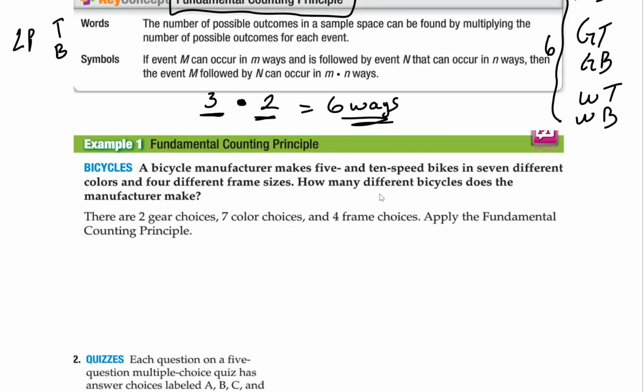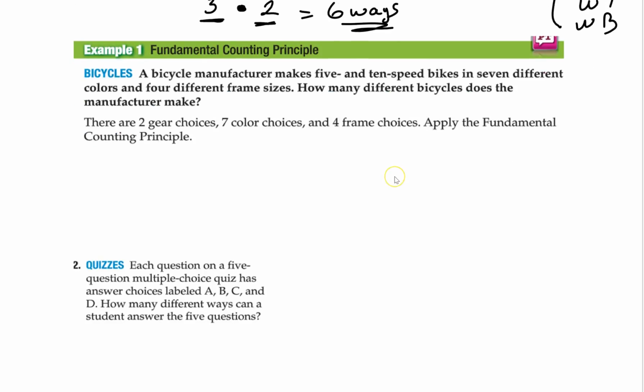So let's do an example here. A bike manufacturer makes 5 and 10-speed bikes in 7 different colors and 4 different frame sizes. So I could choose between 2 speeds, 7 colors, and 4 frames. How many different bicycles does the manufacturer make? So, like I said, our gear choices, I have 2 gear choices. I have 7 colors. And I have 4 frame choices.